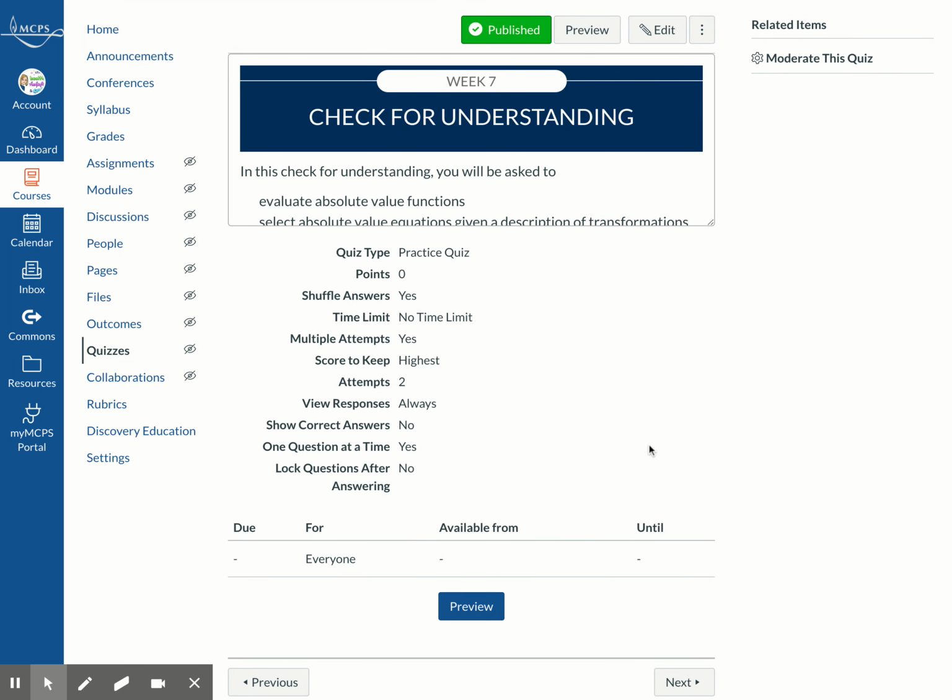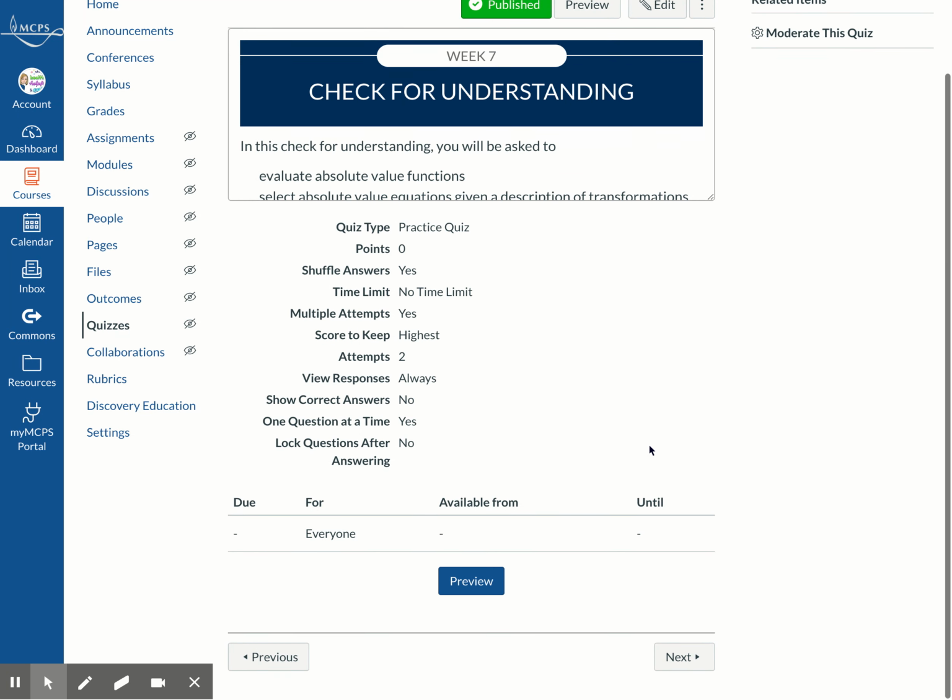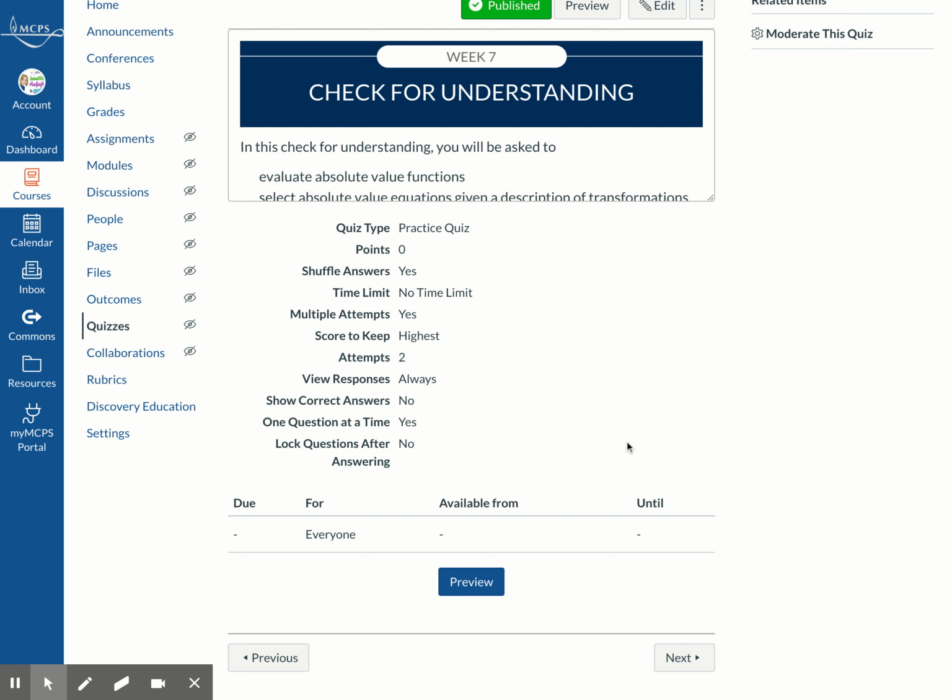Slide 7. In this check for understanding, students are asked to practice what they have learned since the beginning of the module. Students will evaluate absolute value functions, select absolute value functions given a description of transformation, select absolute value functions given a graph, and then select the correct graph given the equation for an absolute value function.